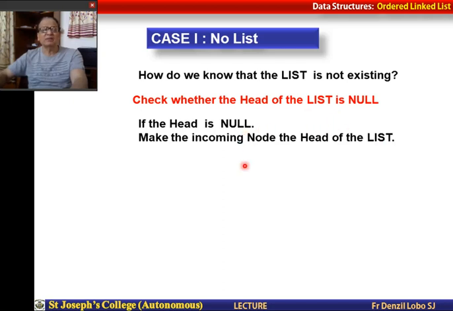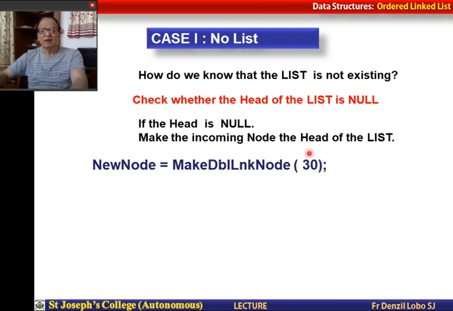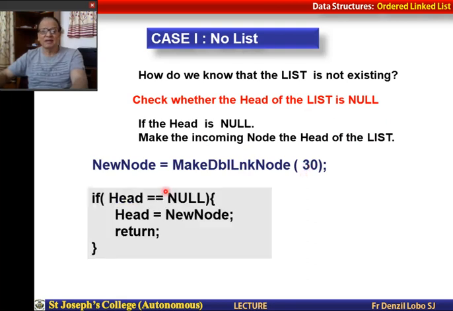How do I know that there is no list? For example, here I have made the new node out of 30. Then I ask if head is equal to null. That is the indication that there is no list at all. Then what do I do? I make that new node the head of this list and return. So this is what we are going to do in case 1. Case 1, there is no list. Therefore, create the new node and make it the head of the doubly linked list.